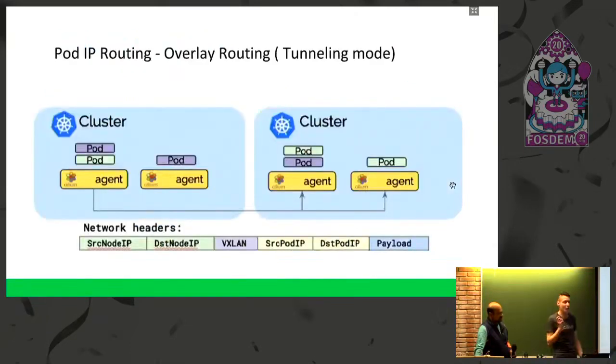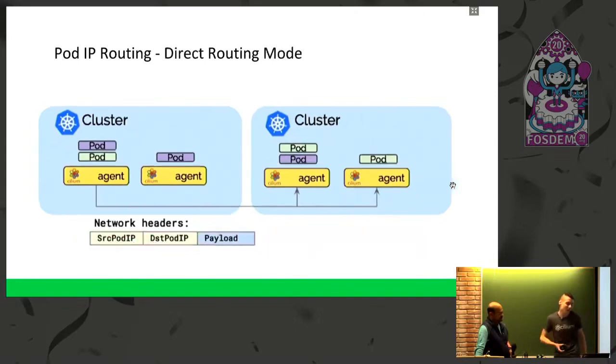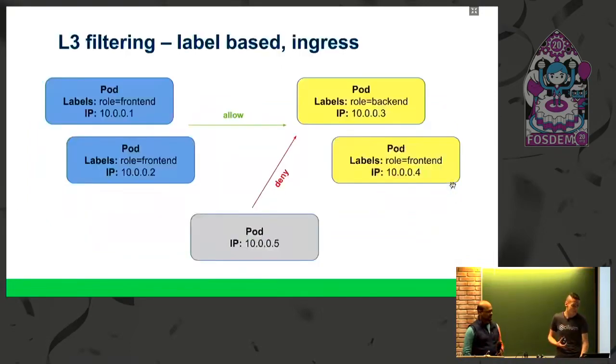In the case of the first option, you have overlay routing, tunneling mode, and you have the additional network header related to VXLAN, which is handled by Cilium. And in the case of the other one, you have source, destination and payload, and that's it.